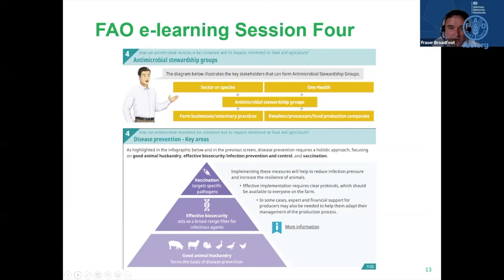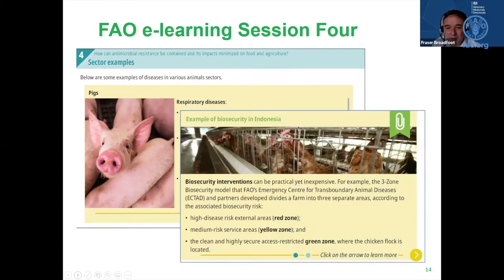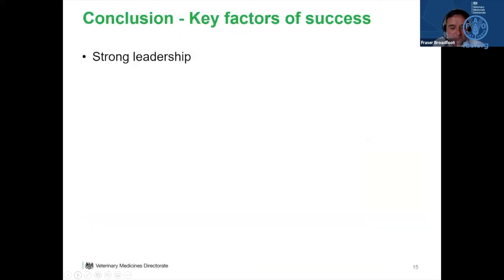The other good thing about both of these sessions is that they include specific examples. So there are species sector examples. We see here pigs I'm showing, but there are examples from different sectors too. And there are also country examples. So I've put up here a box showing biosecurity in Indonesia. There are lots of good examples throughout the whole training, so I think it's really useful.